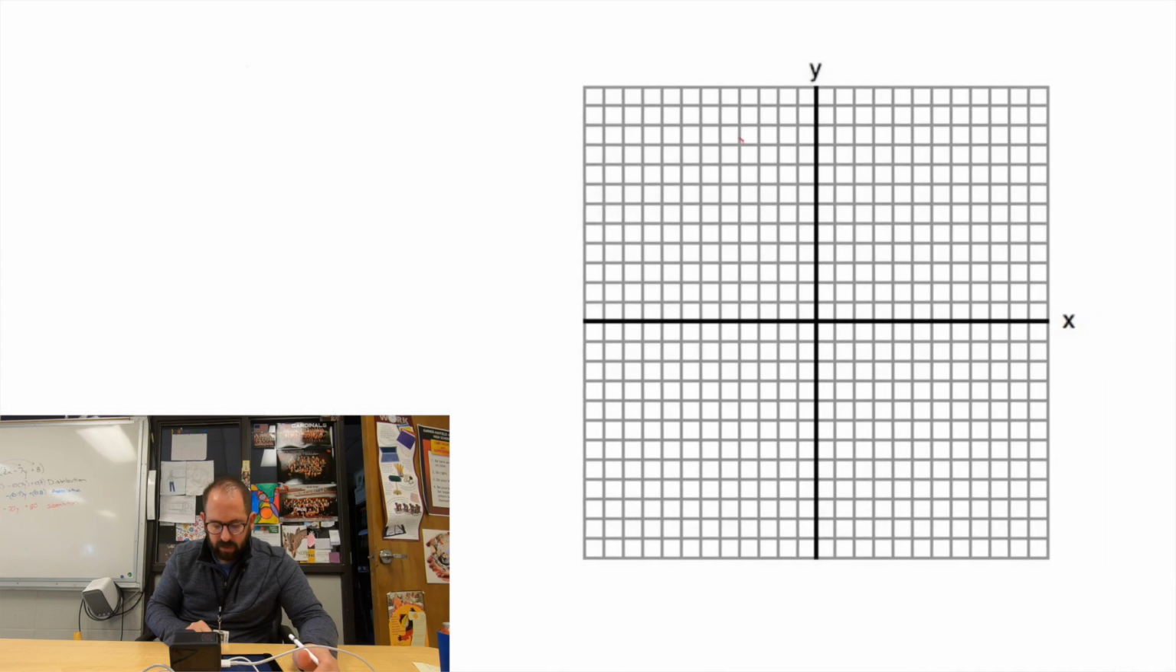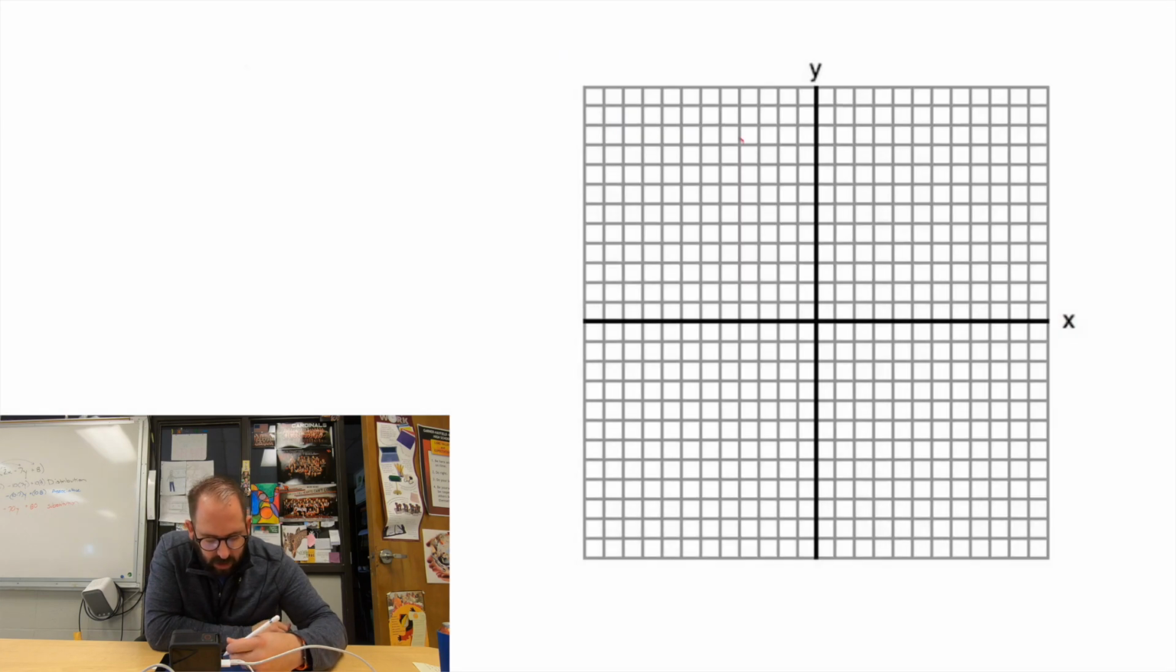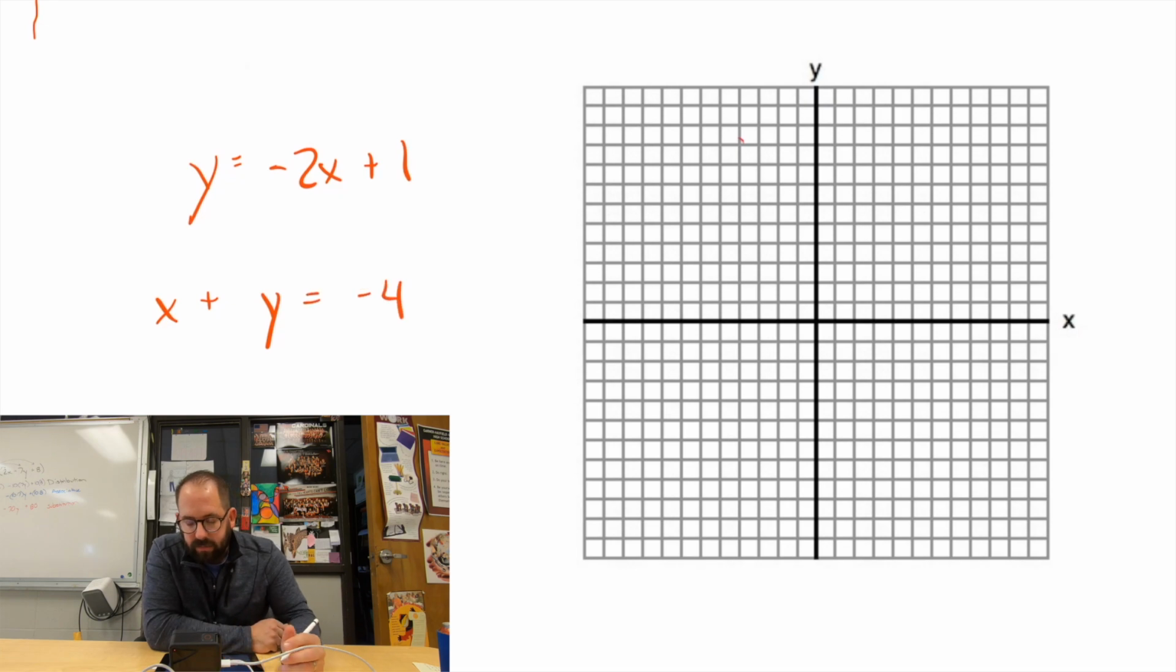Okay, now let's do one more and then we're going to be done. I'll explain a couple other directions here. Last question of the day. Same thing, I'm just going to make up a new problem. I'll use some different colors, so let's do orange. Let's go with y equals negative 2x plus 1, and let's go with x plus y equals, I don't know, let's go -4. Just make up some weird number.